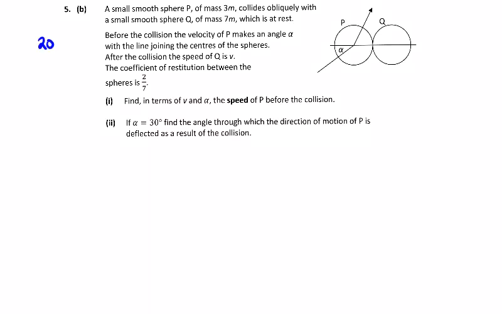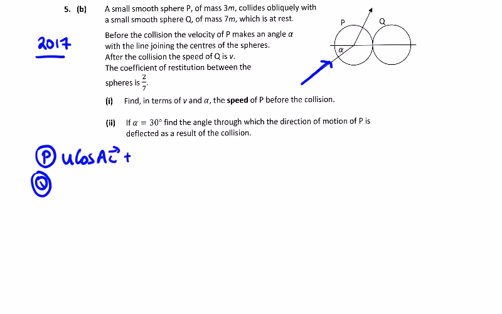This is 2017, question 5b. We have a smooth sphere P and another one, Q, colliding obliquely. P, you can see, is going in this direction here at an angle alpha to the horizontal. So we have no other information other than the angle alpha.